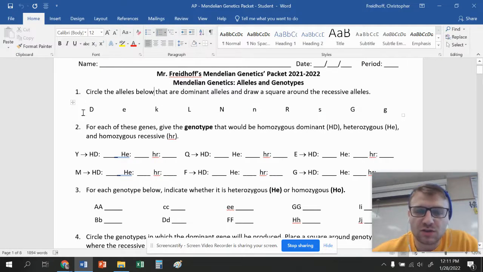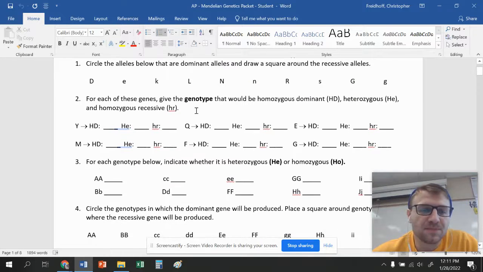So again, this first one, you just draw a circle around it because it has the capital letter, and then a square around those recessive alleles. For number 2, you're showing the genotype for the homozygous dominant, the heterozygous, and the homozygous recessive genotypes. Like for this first one, it'd be big Y, big Y, big Y, little y, and then little y, little y. You do that for each letter.